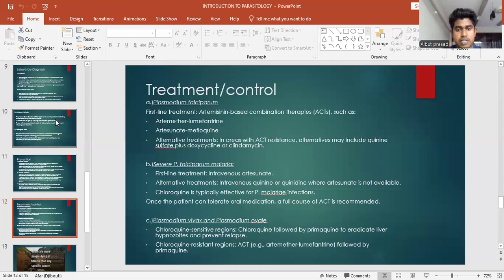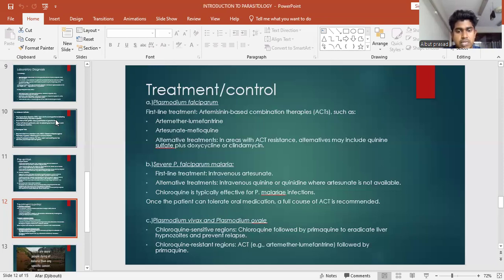chloroquine is typically effective for Plasmodium malariae infections. So if there's such an infection, then you can use chloroquine. But if you're considering the treatment of severe malaria, then intravenous quinine is used.